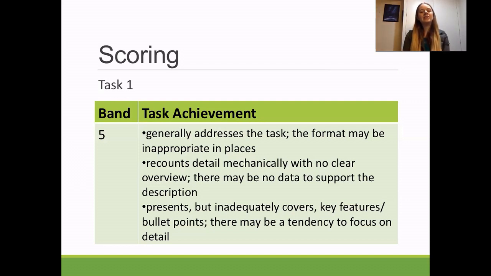So if you're giving details mechanically, you are just stating them. You're not telling a story with it. You're just saying there were 100 people who did this. There were 20 people who did this. There were 3 people who did this. That's just telling the facts.